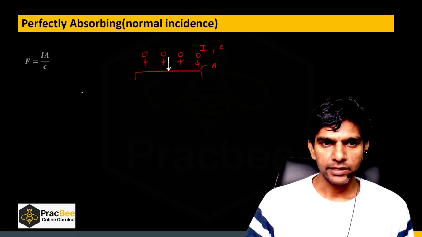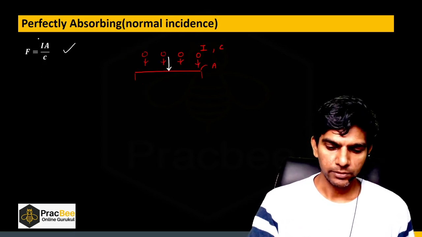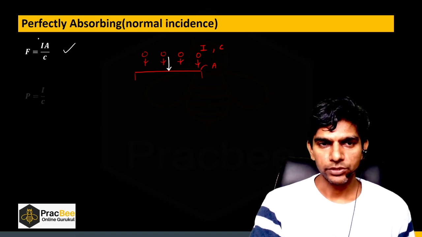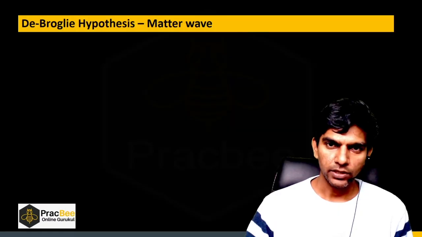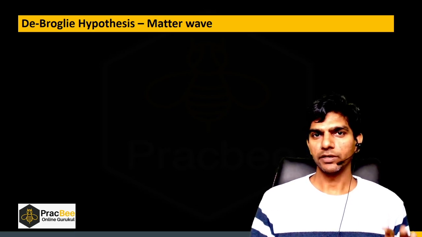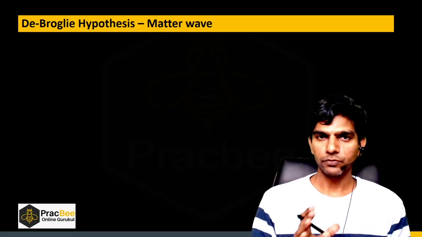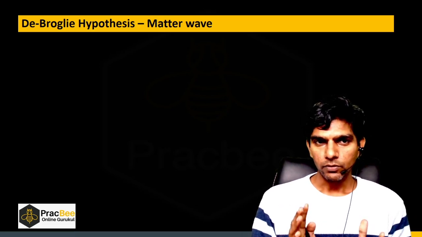So in this case, the force will be given by IA by c. And if you want to find the radiation pressure, it will be I by c, by dividing force with the area. Right. So now let us see the next concept. So we are done with the photons. So you have to remember the formulas that we have studied.